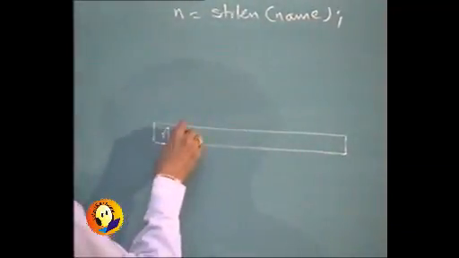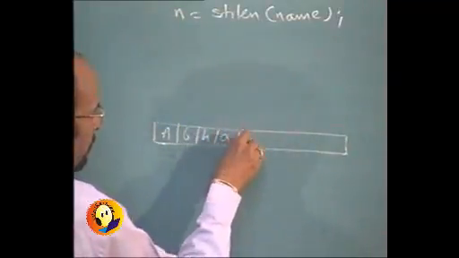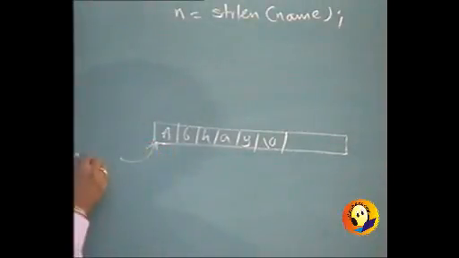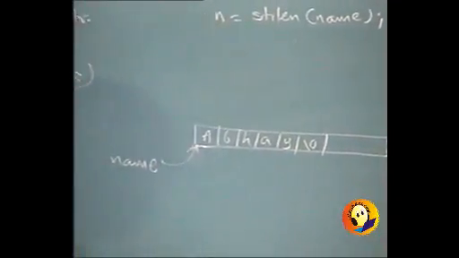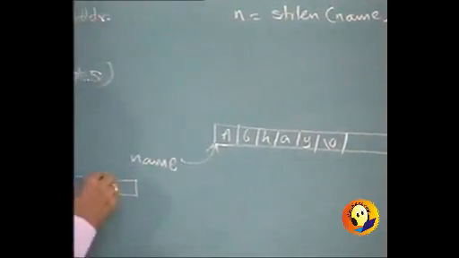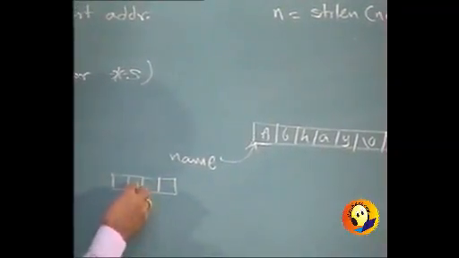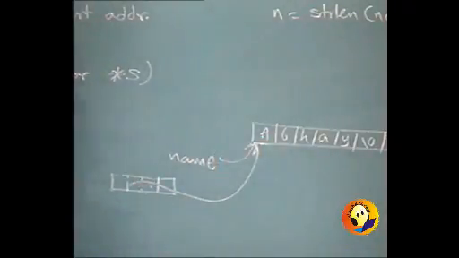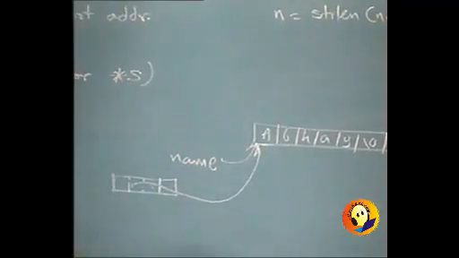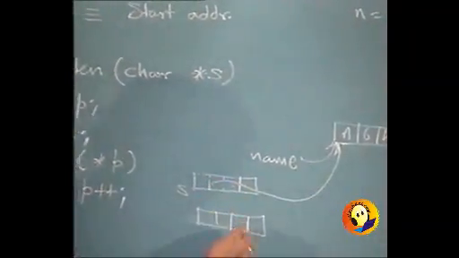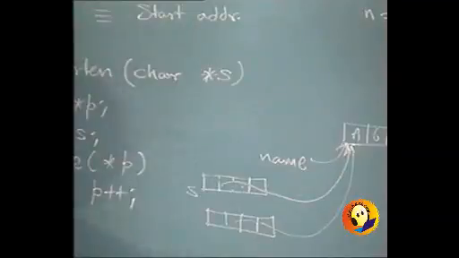I have some character array which was having the name as name. This address is passed to s. So here s will contain name, means the address, which will ultimately point to the same location. I am making a copy of that address in p. So this was s, I also have p, which will contain the same address. So this also will point to the same thing.